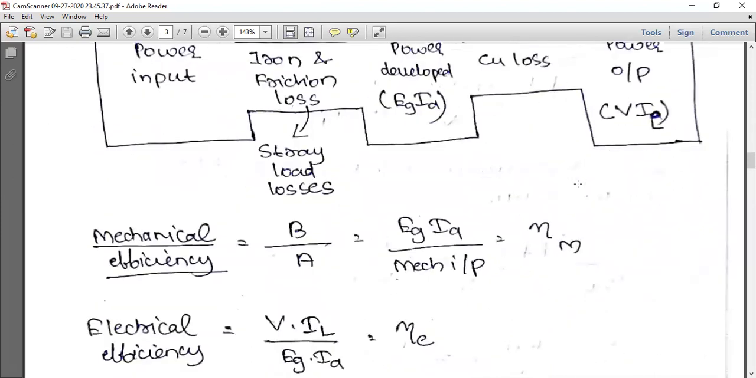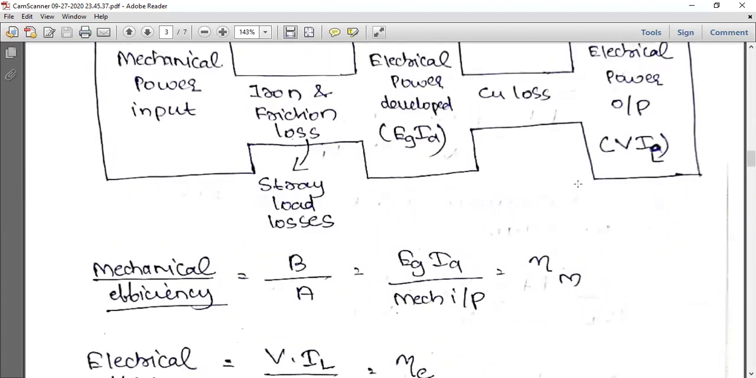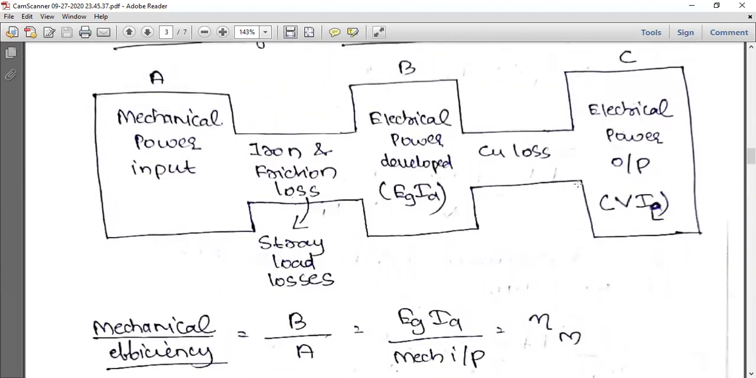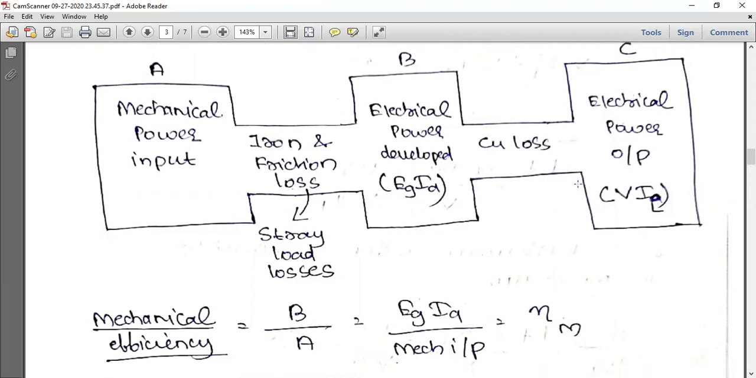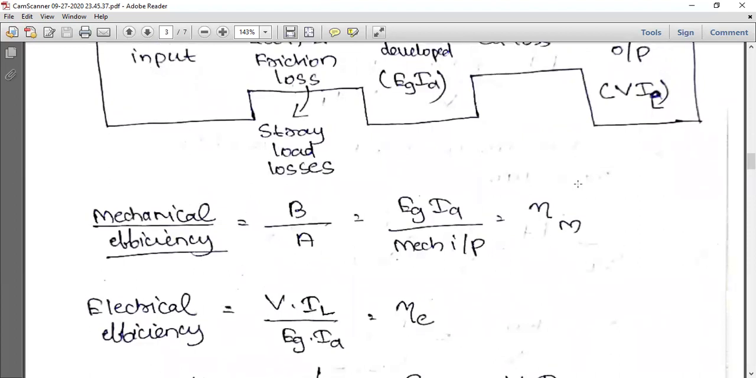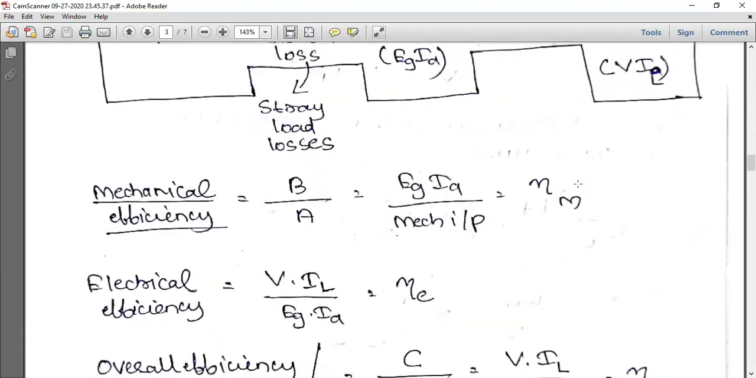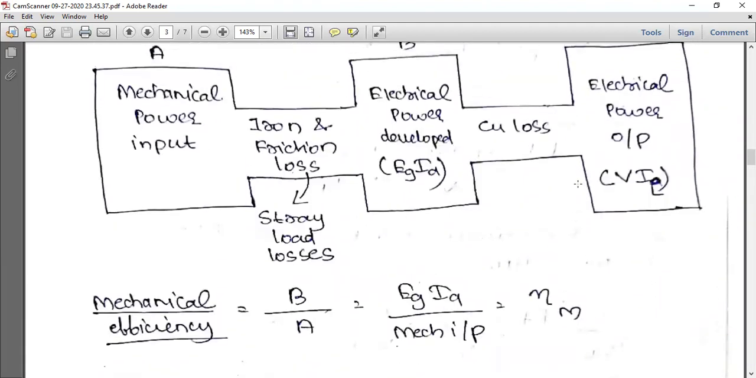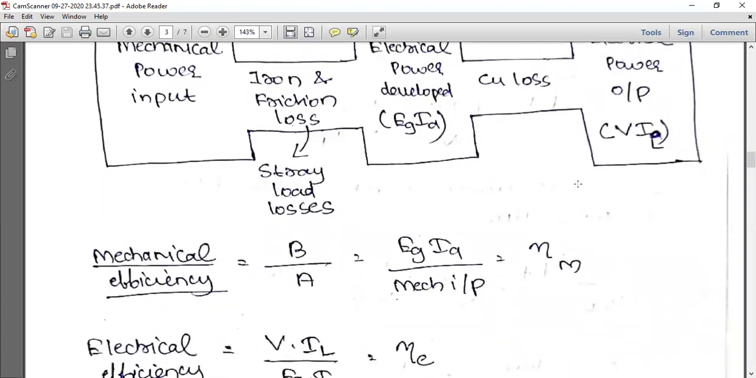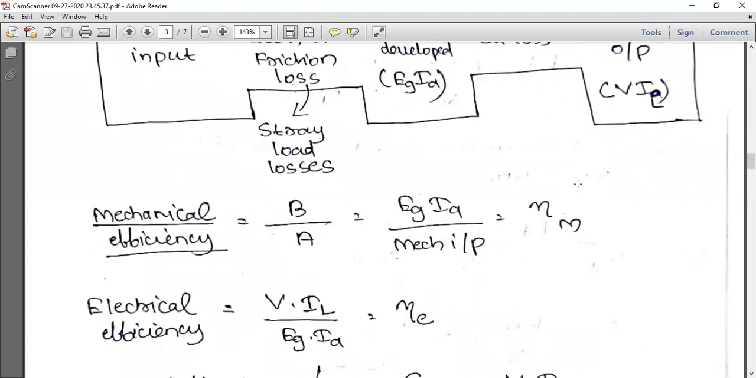Okay. So how will we calculate the mechanical efficiency? See the figure, we have A, B, and C. Mechanical efficiency is how much electrical power is developed from the mechanical input given. So it will be the electrical power developed divided by the mechanical input, so B by A in this figure. So Eg into Ia by mechanical input gives the mechanical efficiency. Electrical efficiency is how much electrical power output is obtained from what is generated, so V into IL by Eg into Ia. That is eta E, the electrical efficiency.